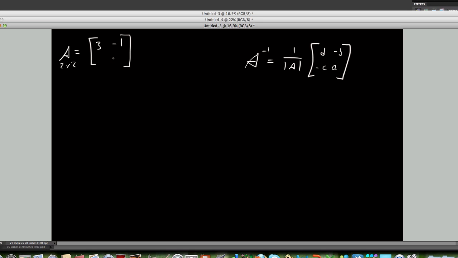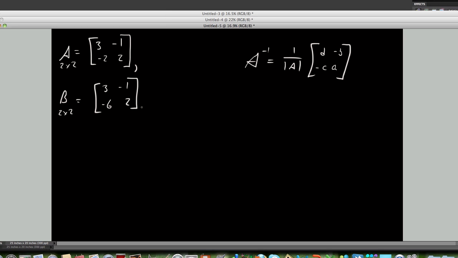So 3, negative 1, and we'll make this negative 2 and 2. And then we'll call this matrix B down here, also 2 by 2: 3, negative 1, and negative 6, 2. I don't know if anybody sees where I'm going with this, but I created two matrices for a reason. Anyways, let's start with this.